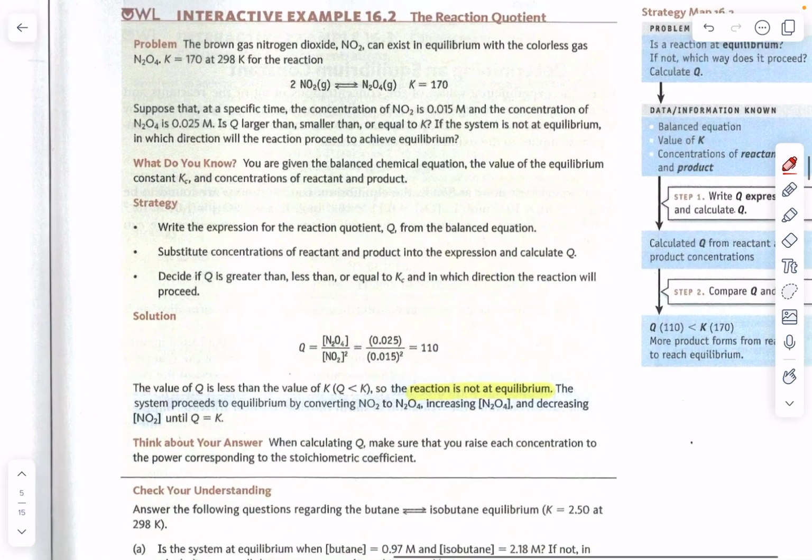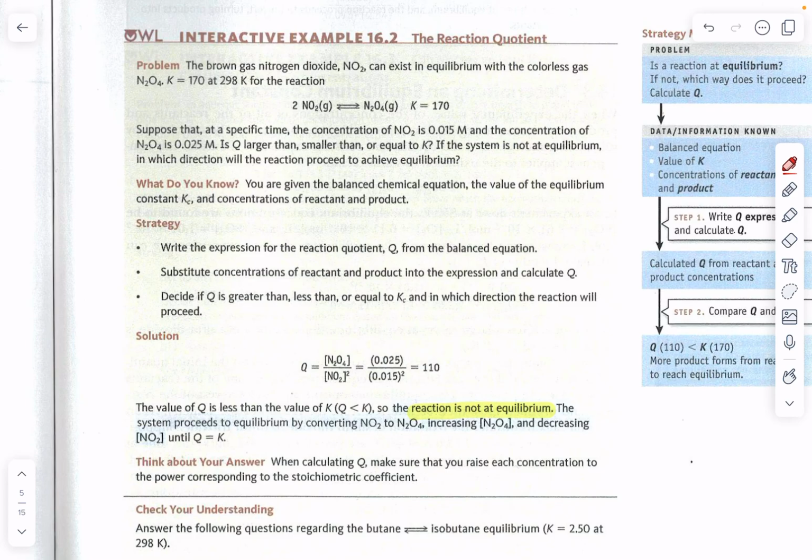If we look at this example problem right here, we have nitrogen dioxide in equilibrium with a colorless gas, dinitrogen tetraoxide, and you're given the value of K. You also specify the temperature, it's room temperature, but again, we're not going to use the value of K in our calculations. So the first thing I do, and I always follow these steps, step number 1 is I write the equation.